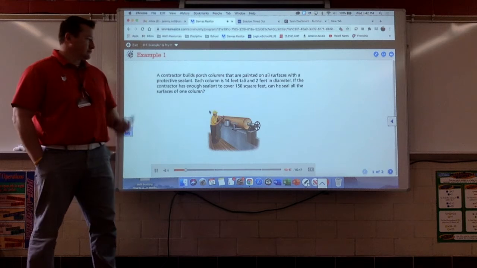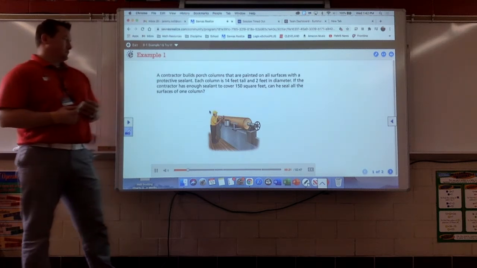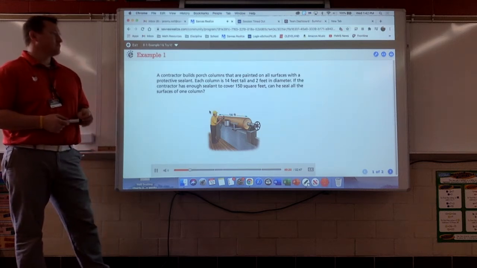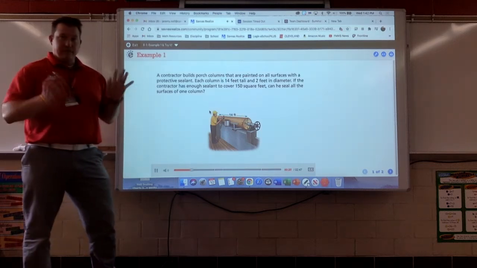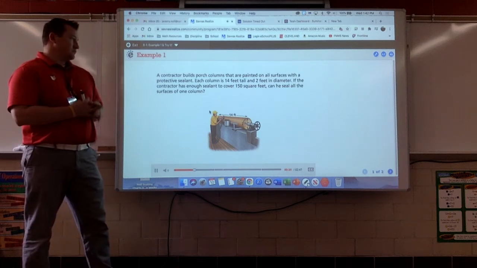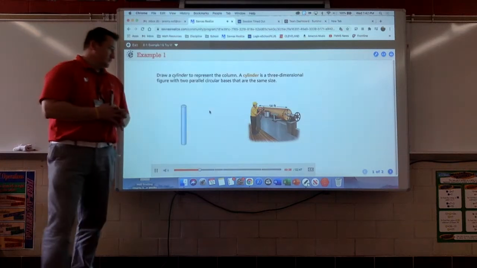A contractor builds porch columns that are painted on all surfaces with a protective sealant. Each column is 14 feet tall and 2 feet in diameter. Okay, dimensions. If the contractor has enough sealant to cover 150 square feet, can he seal all the surfaces of one column? I hope so. We're going to find out. Draw a cylinder to represent the column.